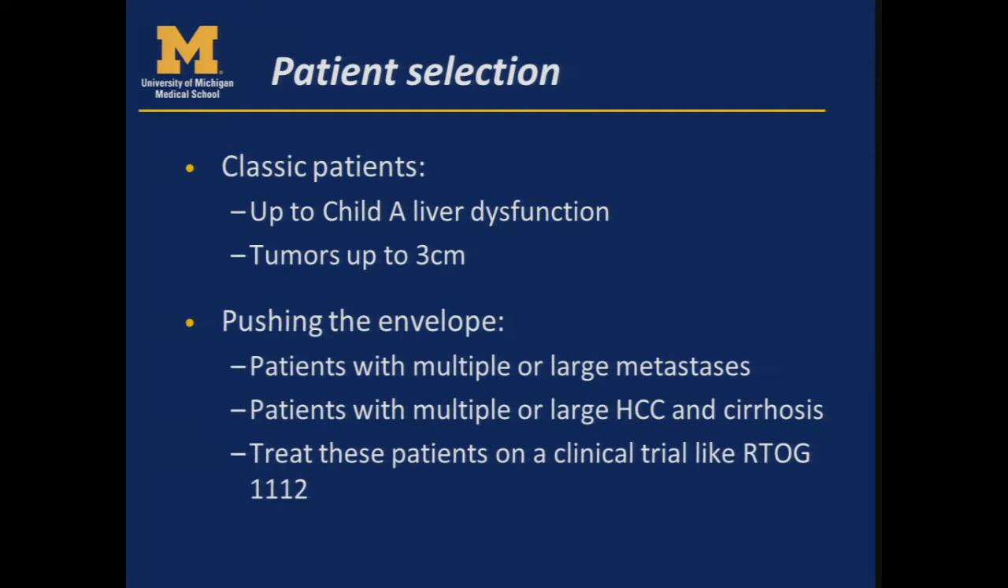So how do you select patients for SBRT then? The classic patients would be patients who have either a normal liver or what's called Child A liver dysfunction, so mildly declined liver function. Tumors up to 3 centimeters because you get the best dosimetric fall off from that. Pushing the envelope though, we can treat patients with multiple or very large metastases as long as it's done very carefully. Patients with multiple or large HCC tumors and cirrhosis. But I would recommend treating at least the HCC patients on clinical trials like the RTOG 1112 that I hope you have open at your institutions.